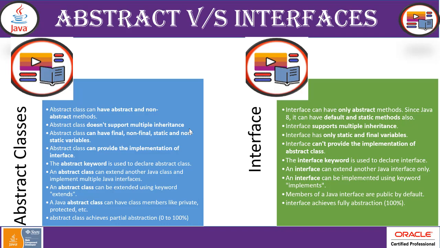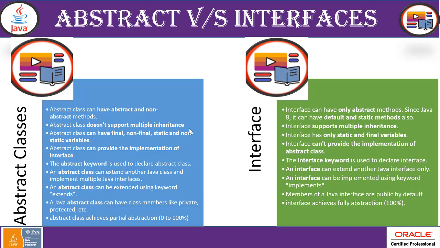for more than one. A Java abstract class can have class members like private and protected, whereas members of a Java interface are only by default specified as public. An abstract class achieves partial abstraction, 0 to 100, whereas an interface achieves full abstraction, 100.